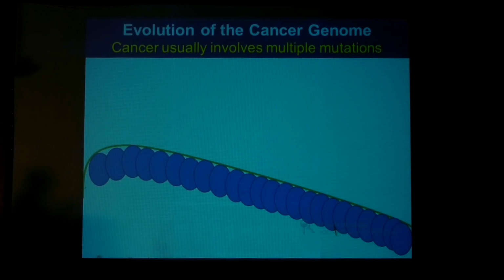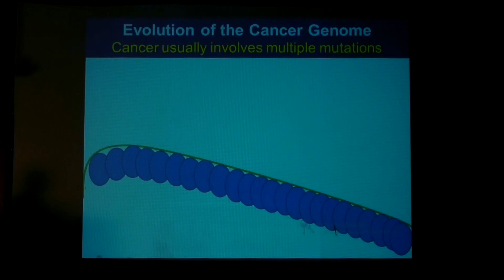So we look at the evolution of the cancer genome, and please remember that we are not looking at the germline, we are not looking at the heritable component of the genome. We are looking at the somatic component, which is not passed on from parents to their children. So this happens in the individual. Whatever changes are happening in the individual will die with the individual and will not be passed on to the next generation.